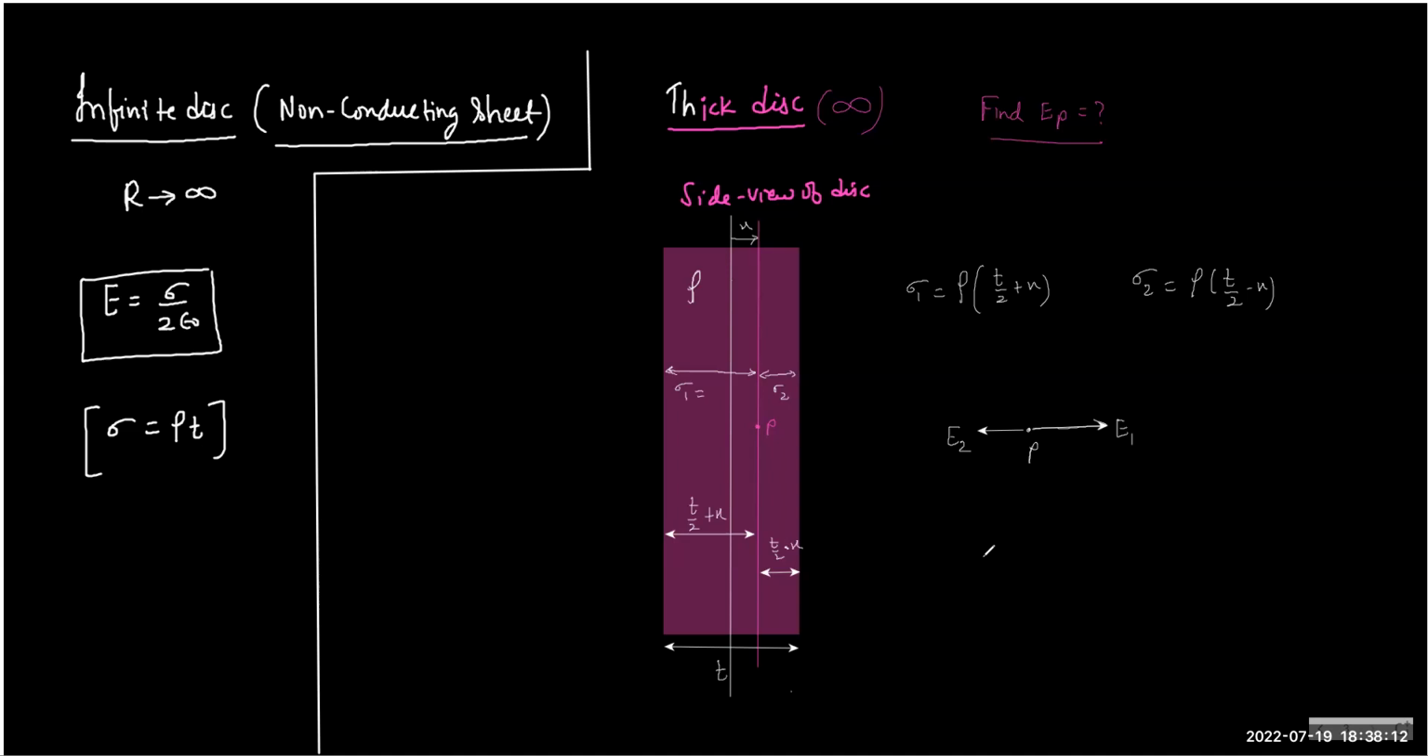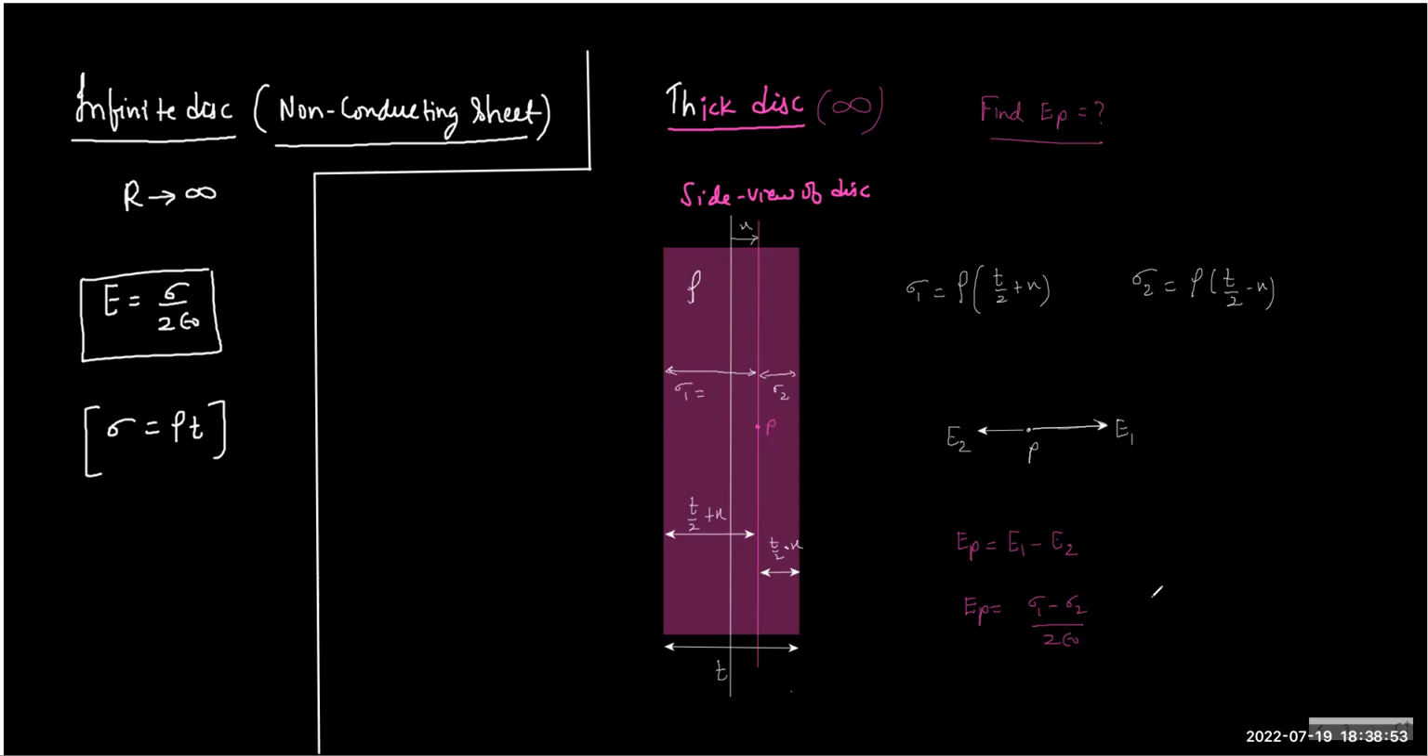So the sheet on the right will create the field towards the left, because point P is on the left of the sheet, isn't it? Yes. So now we are done. What is the net field now? Because we're looking for the net field, right? So can we say E1 minus E2? Yeah. So what is E1 minus E2? It is (sigma 1 minus sigma 2) upon 2 epsilon naught. Yes.